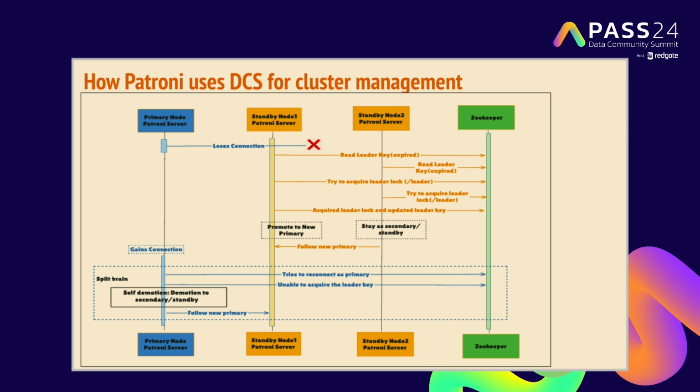In certain situations, there would have been a network partition. So the previous primary would still think that it's the primary and tries to reconnect as a primary with Zookeeper. So in this case, it leads to split brain.